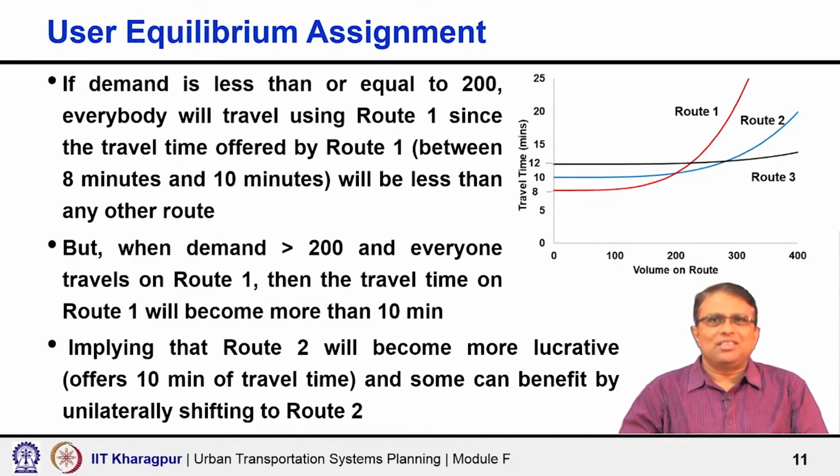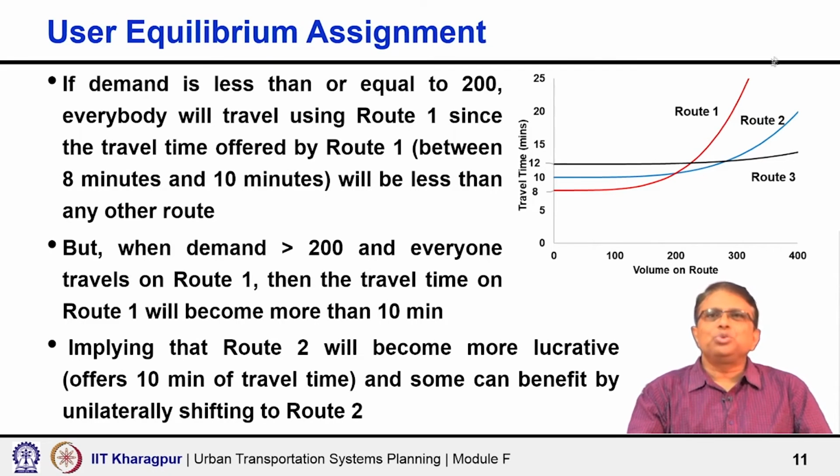Now, it is obvious that you can see the red line touches the blue line at around 200 demand. So, up to 200, there is absolutely no reason why they will not use route 1. They will use route 1, because for all of them till that time the route 1 travel cost or travel time will be the least and much lower than the route 2 travel time and route 3 travel time. So, everybody will use route 1.